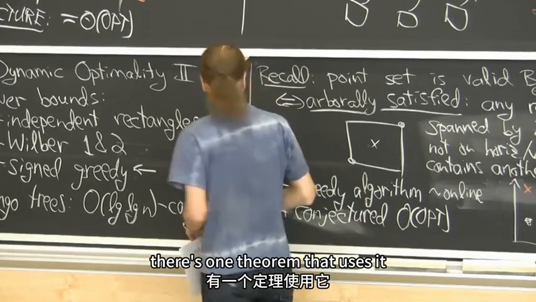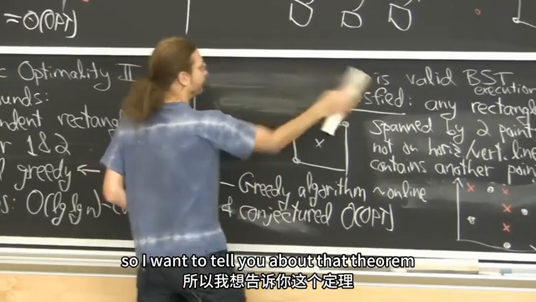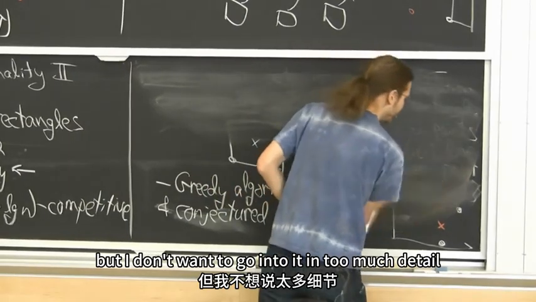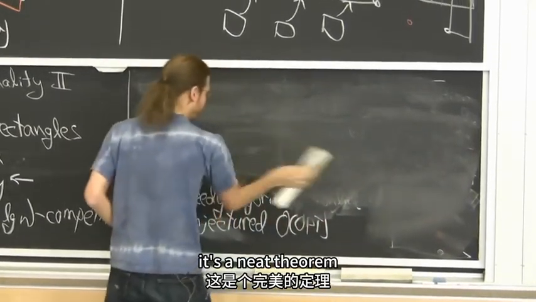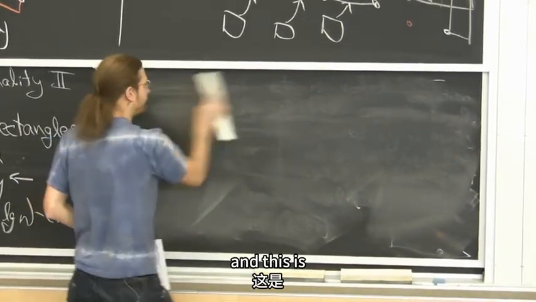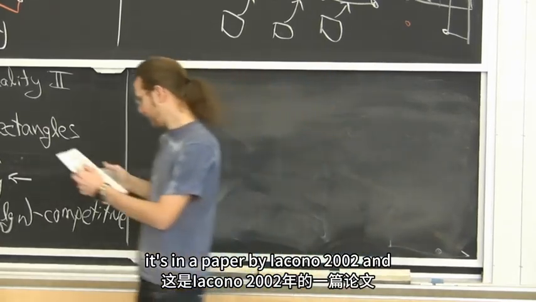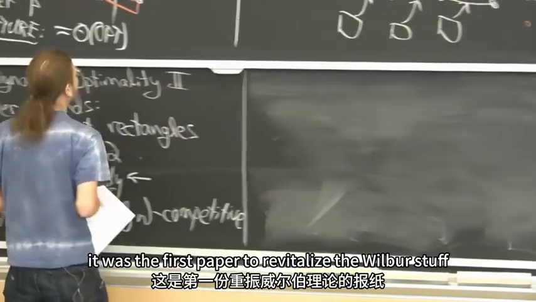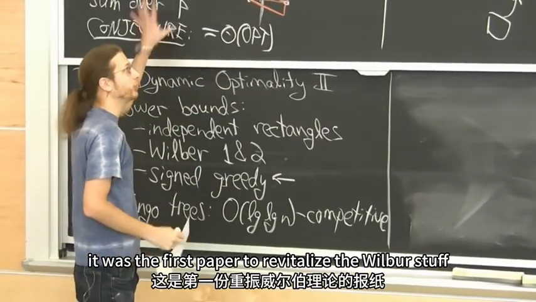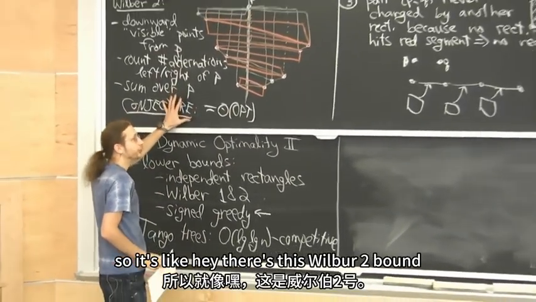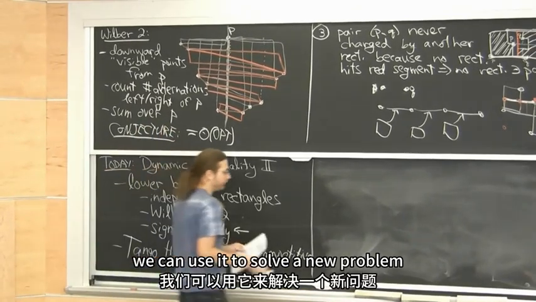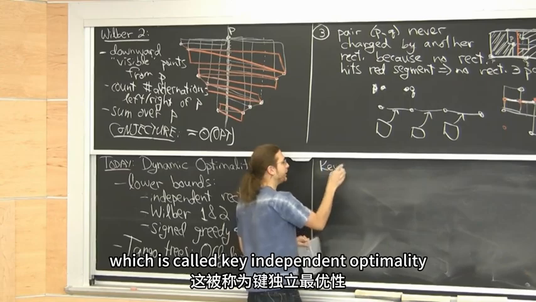There's one theorem that uses it, so I want to tell you about that theorem, though I don't want to go into it in too much detail. It's a neat theorem. It's in a paper by Iacono, 2002, and it was the first paper to revitalize the Wilbur stuff. So it's like, hey, there's this Wilbur 2 bound. We can use it to solve a new problem, which is called key-independent optimality.